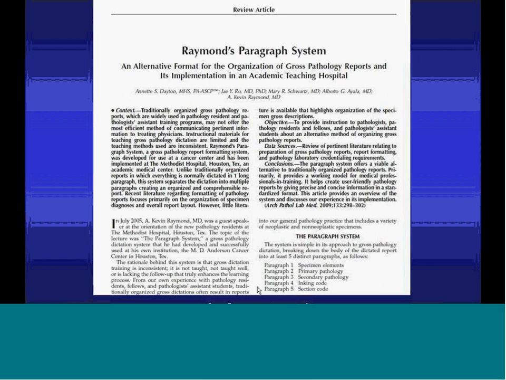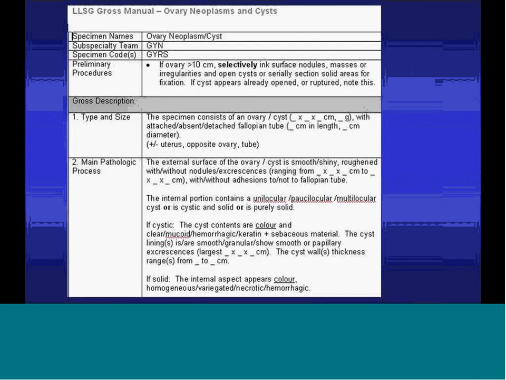Paragraph 1, you include the specimen elements, exactly what was there in the size. Paragraph 2 is the primary pathology. Paragraph 3 is the secondary or adjunct findings. Paragraph 4 is an inking code, and 5 is the section code. And we've adopted this for most of our gross descriptions, including ovary. And I think it's led to clearer expectations of our PAs and residents, and also clearer descriptions.